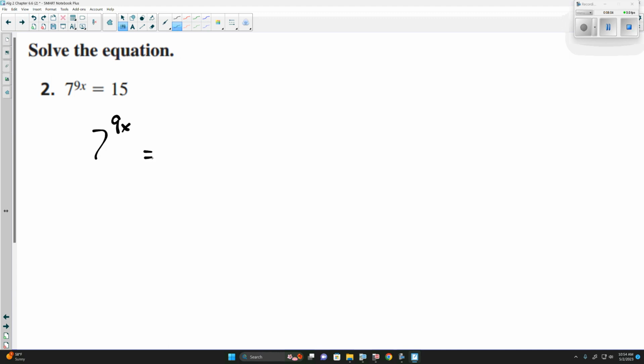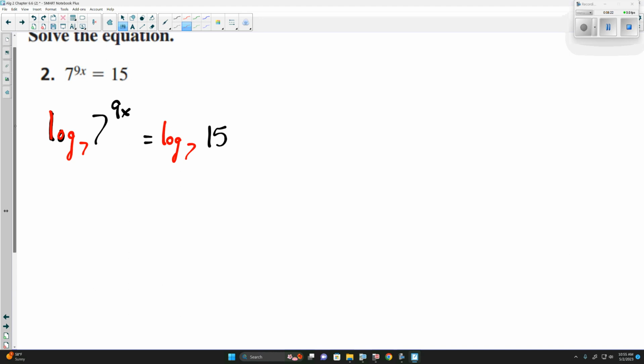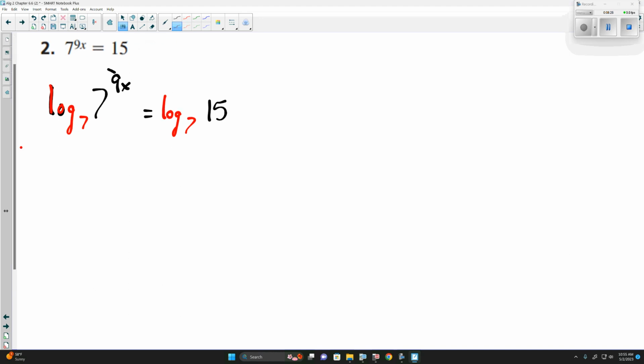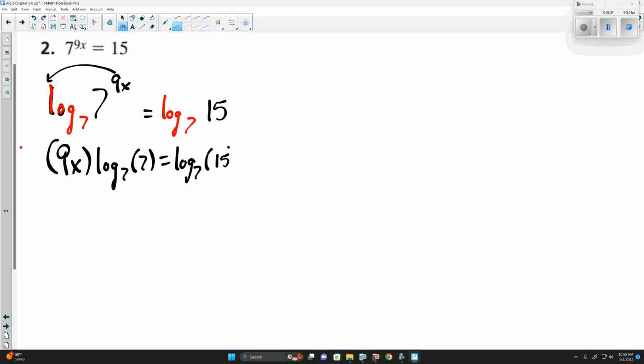7 to the 9x is equal to 15. What do we think the first step should be? Log base what? So the first thing we can do is apply log base 7 to both sides. And if we apply log base 7 to both sides, the 9x will move to the front. So we have 9x times log base 7 of 7 is equal to log base 7 of 15. So even though there are two terms in the exponent, both of them will still move to the front. Questions on this here?